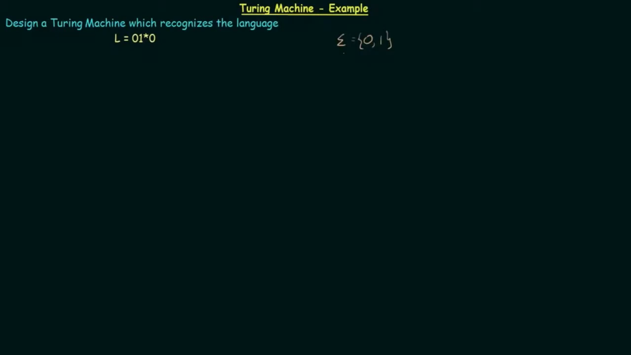Let's take an example of a Turing machine. The first problem given is: design a Turing machine that recognizes the language L equals 01*0. What does this mean? It should have a 0, then it can have any number of 1s. So 1 star means the closure of 1. There can be any number of 1s, and at the end there will be a 0.